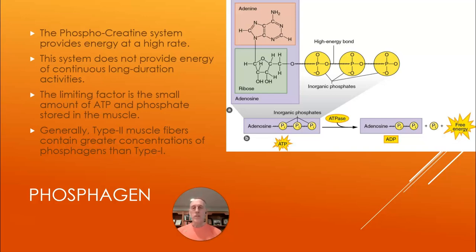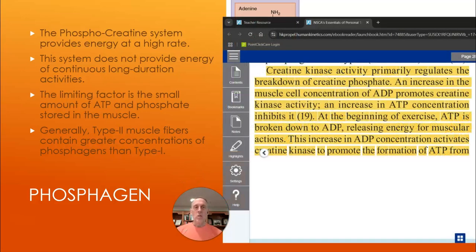And you generally see this in the type 2 muscle fibers, that are very explosive in nature, driven by short-term explosive activity. And what you'll see is the type 2 muscle fibers contain a greater concentration of phosphagens than type 1 because they just don't work on the oxidative side of the house. So creatine kinase regulates the breakdown of creatine phosphate, and an increase in muscle cell concentration of ADP promotes creatine kinase activity. And I'm going to pause you right there.